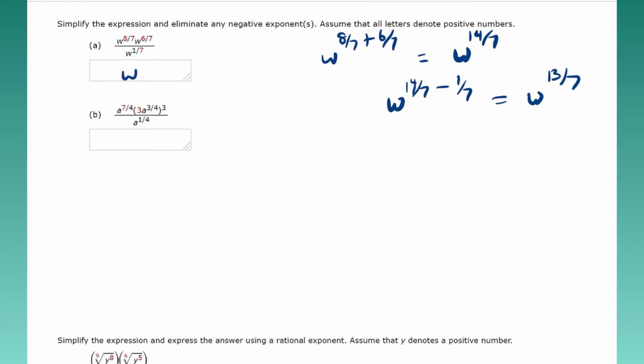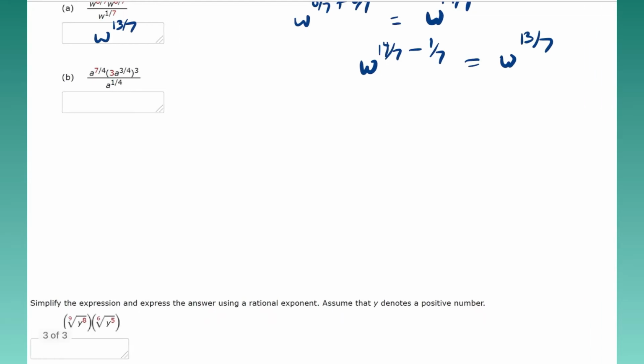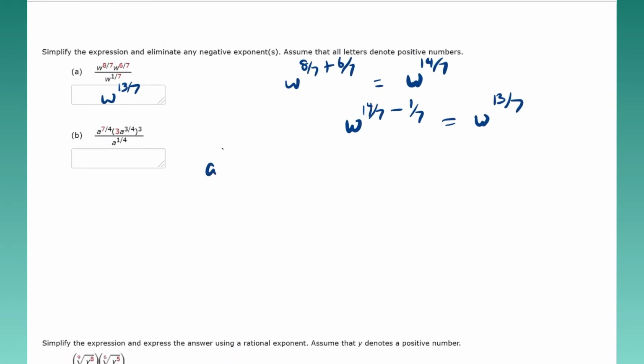All right, the next problem. First, we should take care of this part. So we multiply. So we still have the a to the 7/4 on the outside. And then here we're going to have 3 to the 3rd, which is 27. And then when you multiply 3 times 3/4, that's 9/4, all over a to the 1/4.